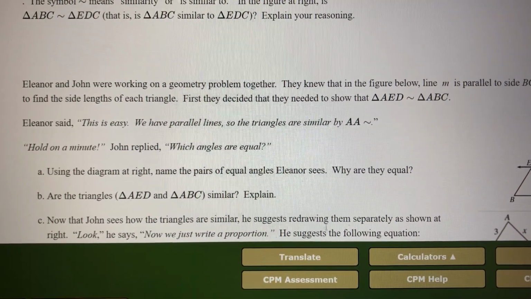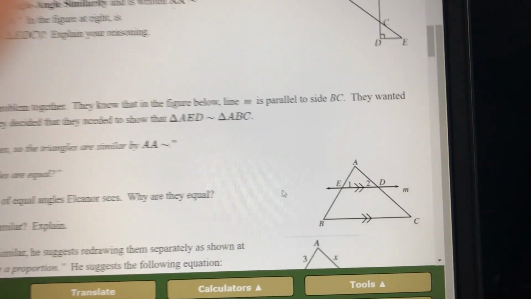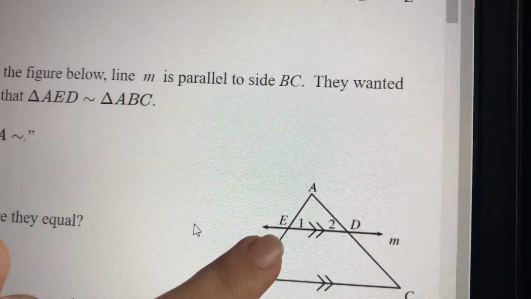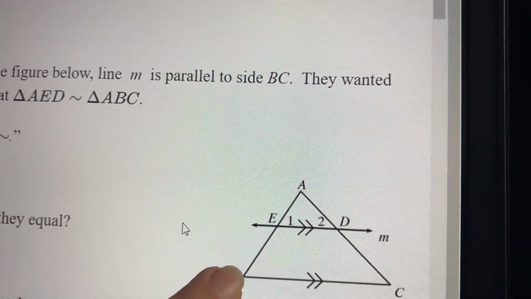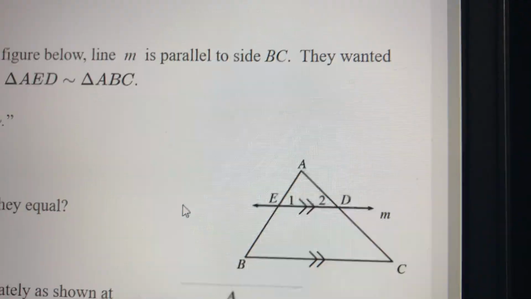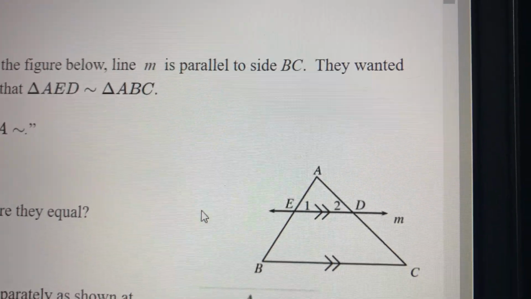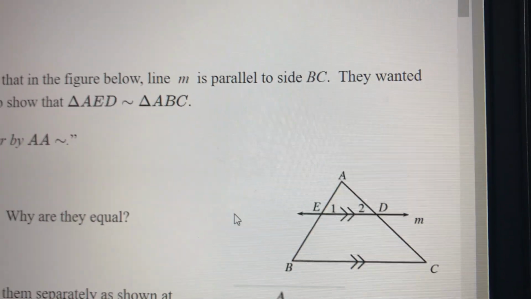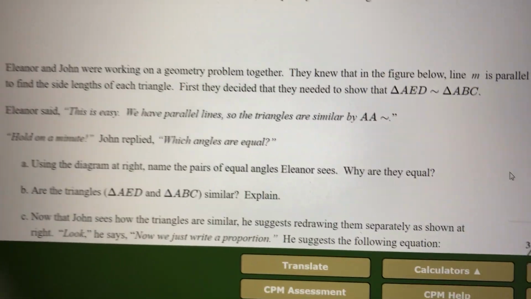Are the triangles AED and ABC similar? I'm saying yes, because we know that this angle and this angle are equal, and this angle and this angle are equal. So two pairs of corresponding angles are equal. That means they are similar.